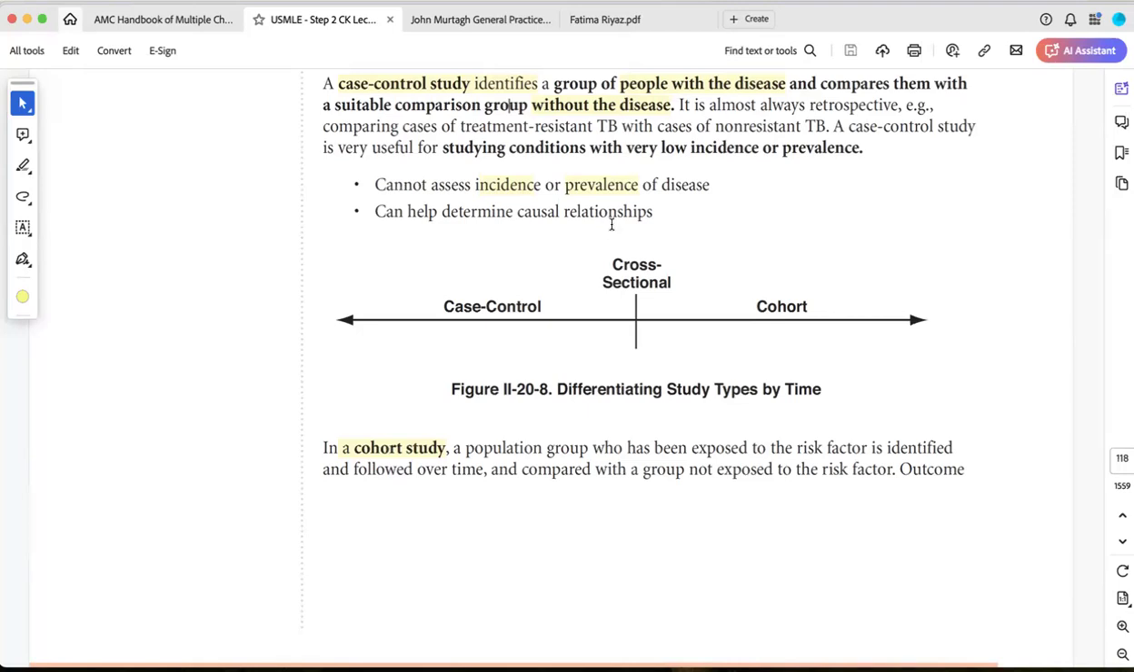For incidence, the best one will be cohort because we are going forward and we can easily find out the number of new cases. For prevalence, the best will be cross-sectional.